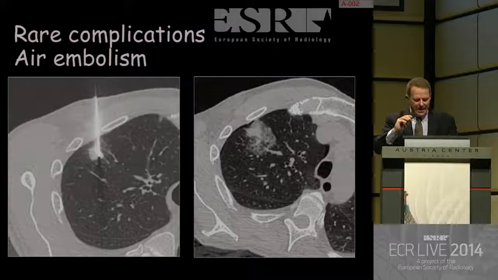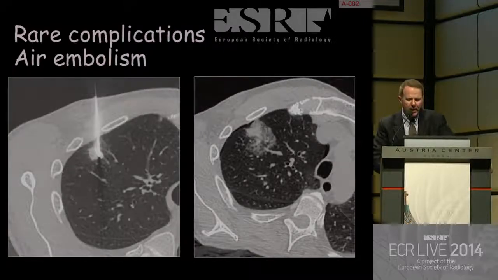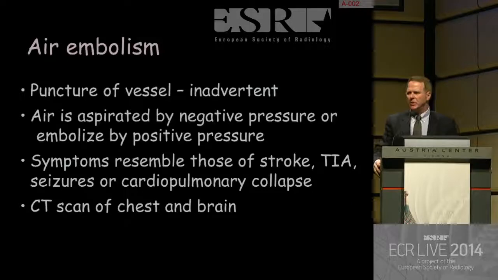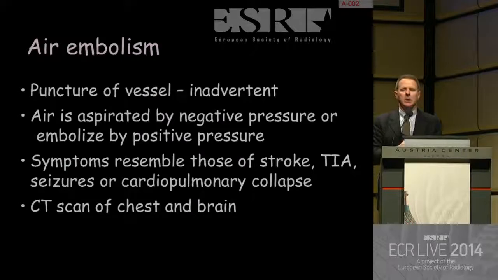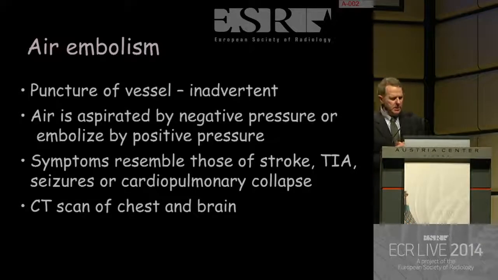Bad. The air embolism is something that happens because you do an inadvertent puncture of a vessel, and the air can go into the vessel and therefore into the systemic circulation by two mechanisms. Either when you take off the mandrel from the outside, air goes into the circulation because it's aspirated by the negative pressure of the atrium, or you traverse a vessel and a bronchus, and then because of increased pressure in the chest, air embolizes into the systemic circulation.